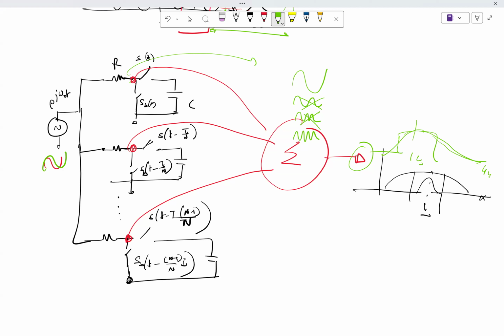So that's the pitch. By the way, nowhere am I saying that if you have an input at 2 omega s or 3 omega s, it is going to get filtered.